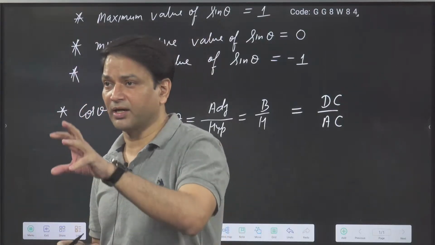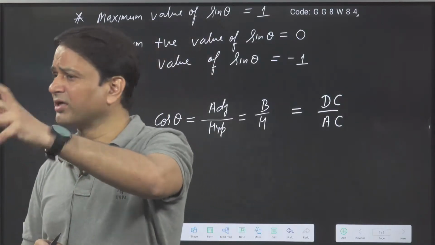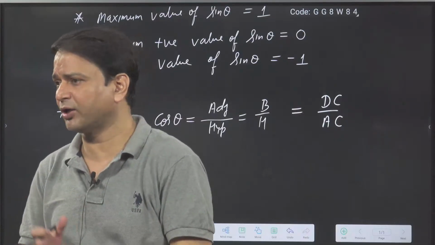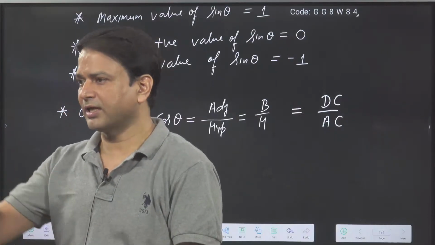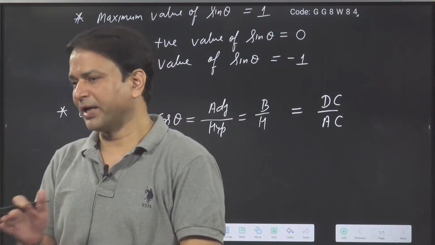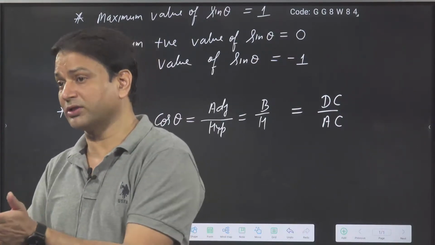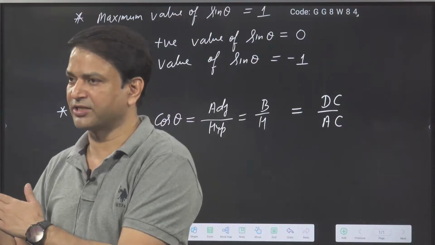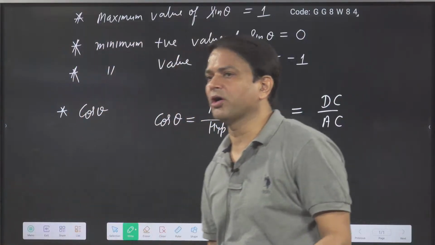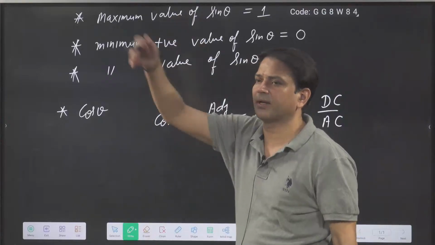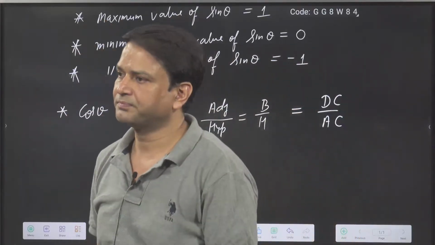Now what I'm saying, for cos theta again, base cannot be more than hypotenuse. So cos theta maximum value is 1. The minimum value of cos theta, if it is positive, then 0. The minimum value of cos theta is -1. So whatever we have written for sin, the same we can apply for cos also.